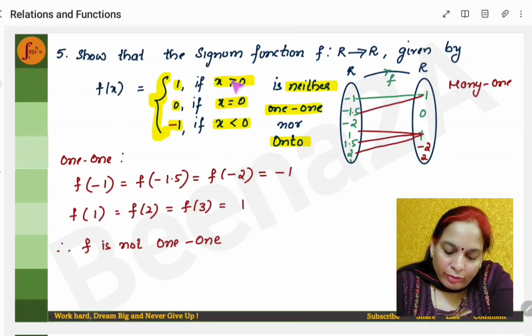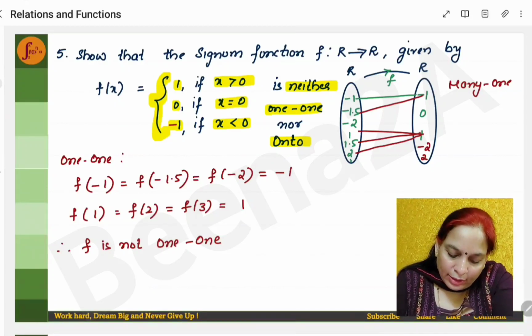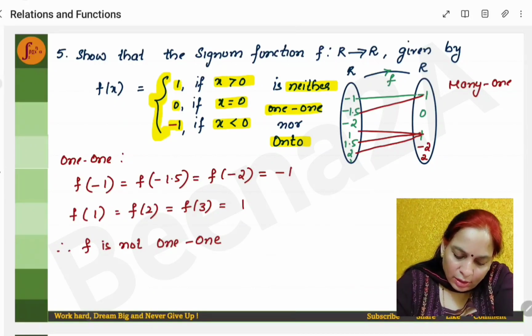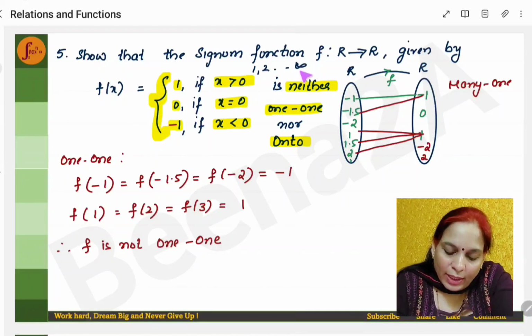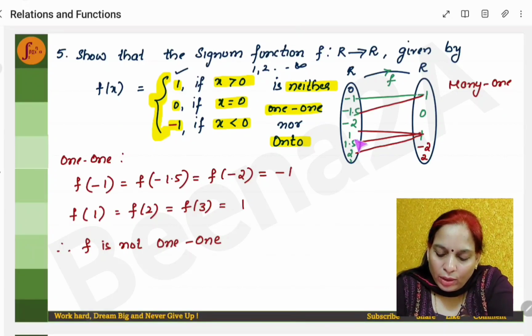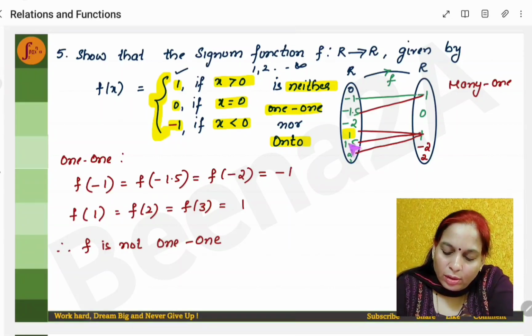So here, if x is greater than 0, then f of x is 1. If x is greater than 0, that means x could be any number like 1, 2 till infinity. Any number you take which is greater than 0, your f of x is going to be 1. Here itself, for example 1, 1.5, 2, all will be mapped to 1. These are all numbers greater than 0 and all of them will be mapped to 1 because f of x is 1 here.